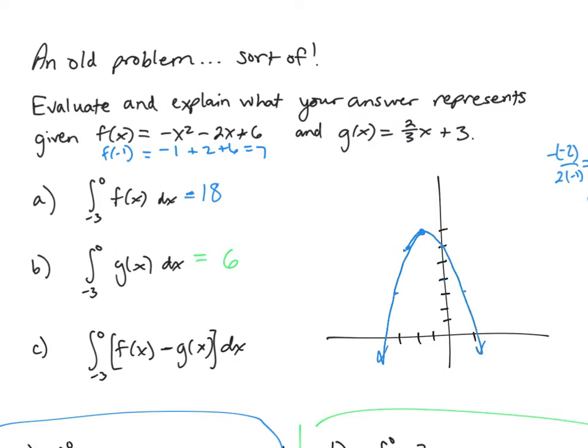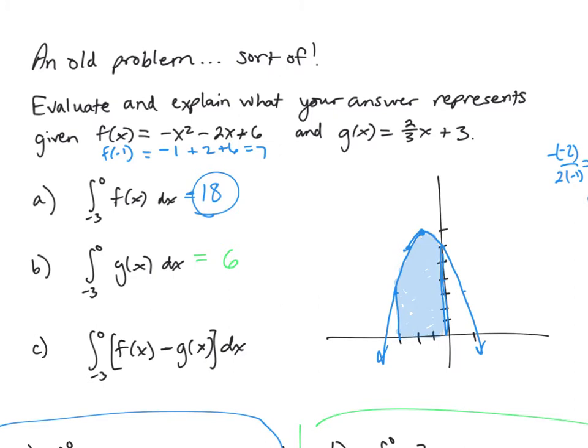Okay, so that's my attempt at sketching my parabola, and the first thing that we did is we calculated this 18, the area under the curve that's under my parabola. That would be from negative 3 to 0, and I would represent that by this region right here.